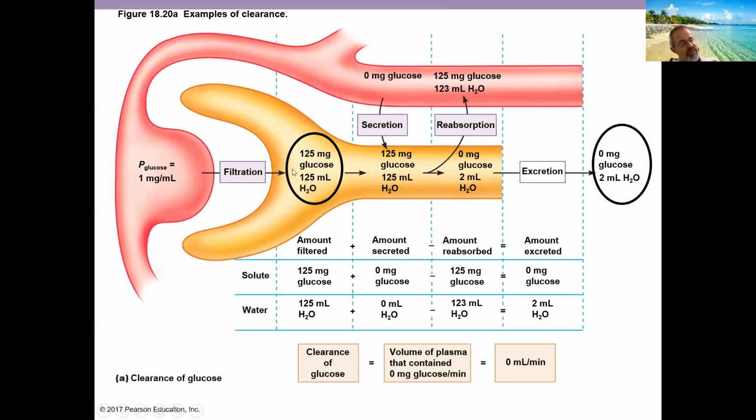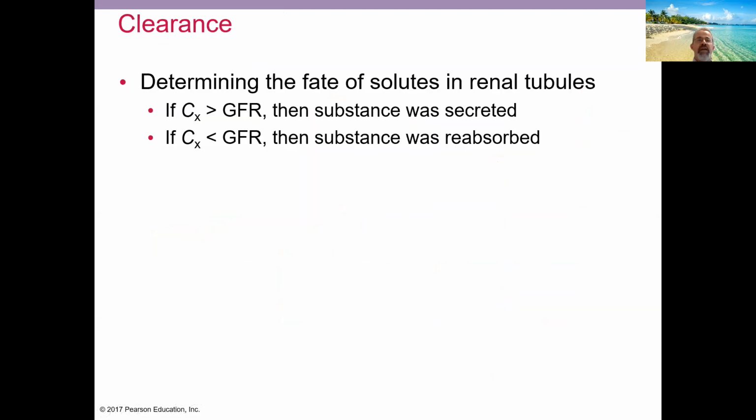So just to do a comparison, the clearance of glucose is 0 because it's all reabsorbed. None of it's cleared through the urine. The clearance of inulin is exactly the same as GFR because what goes in is exactly the same as what goes out, and there's no secretion and reabsorption. All right. So, determining the fate of solutes in renal tubules.